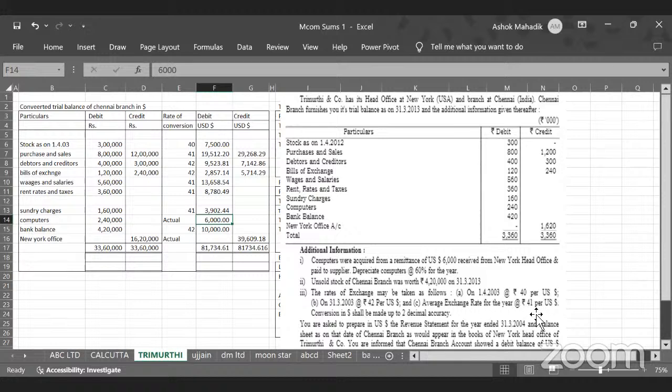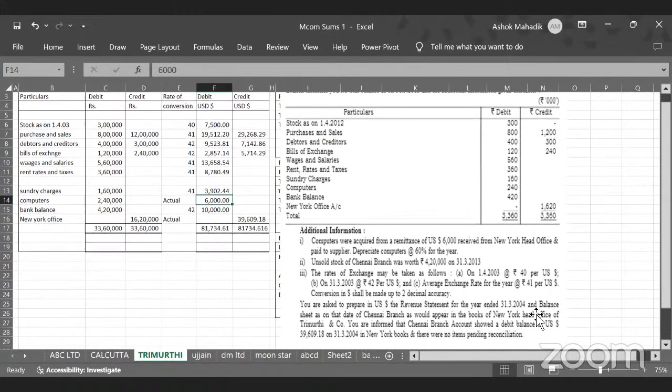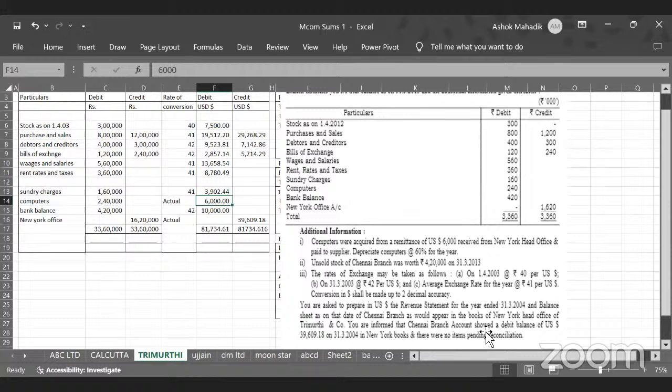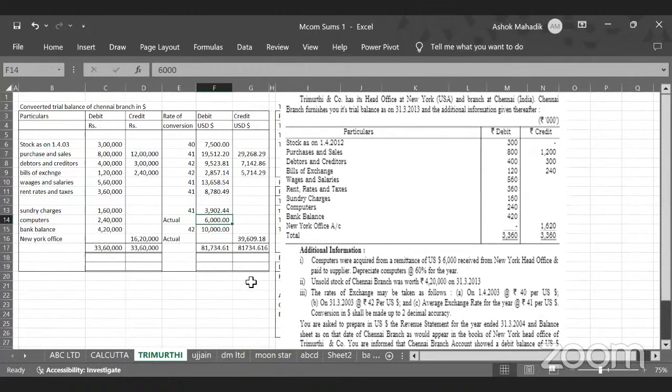You are asked to prepare revenue statements, that is trading P&L. So this was a very similar sum to the previous Calcutta sum. So you understand this sum. Please do solve this sum. Practice these 4 sums. Important.